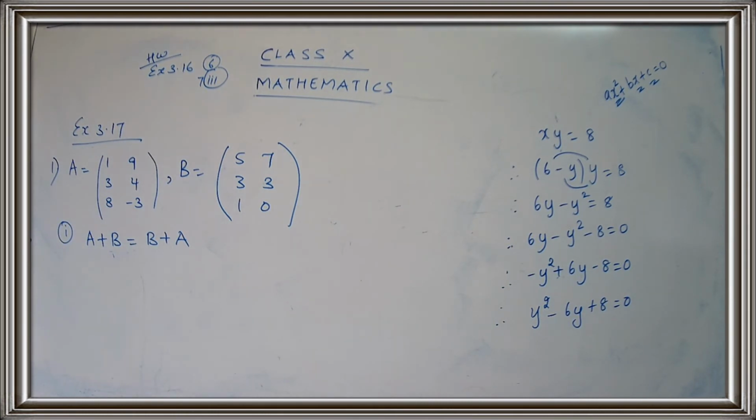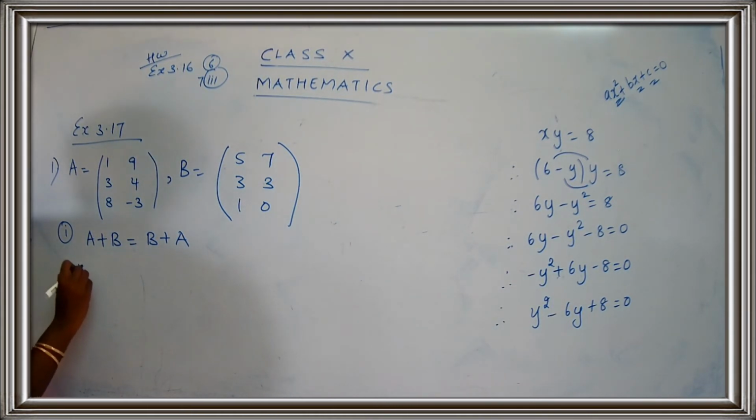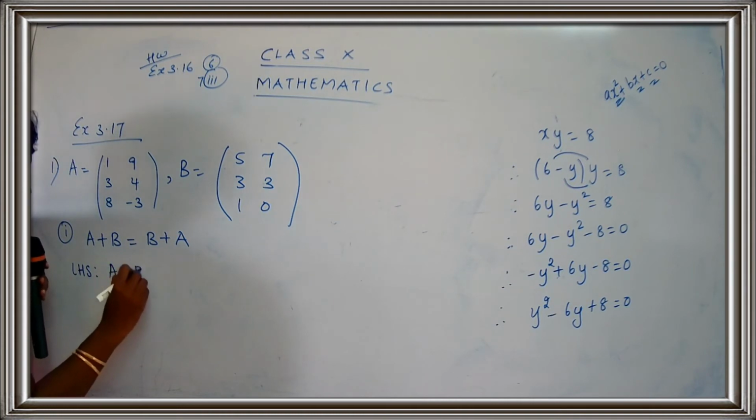You know how to verify, yes children? First of all, you have to take the LHS part. After getting the value for LHS, you have to take the RHS part. Then you have to say from 1 and 2, LHS is equal to RHS, hence verified. Because here the question is to verify. To verify means they are saying that both the parts are the same, that is, the LHS and the RHS are the same. Shall we continue, children? Shall we start with the work? Okay, let's start with the LHS. What is LHS? A plus B.